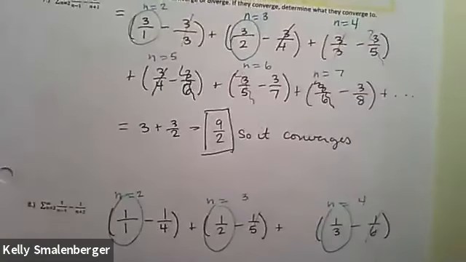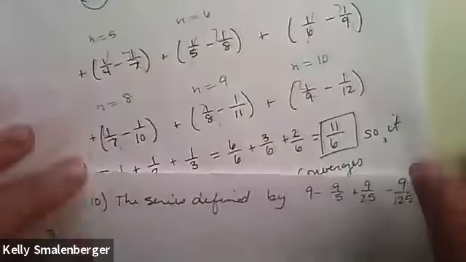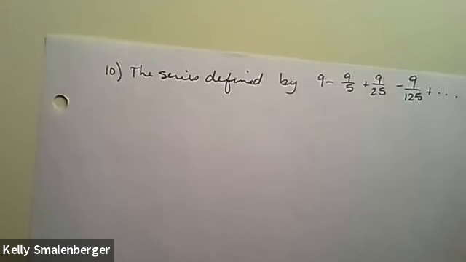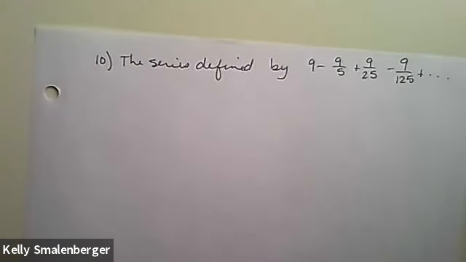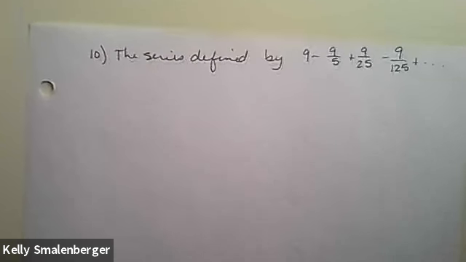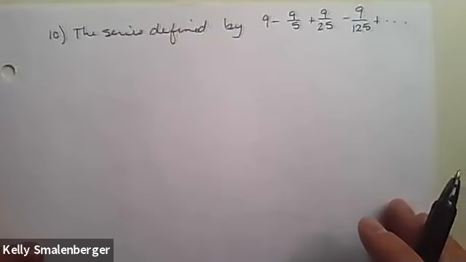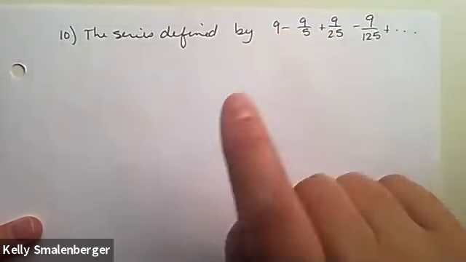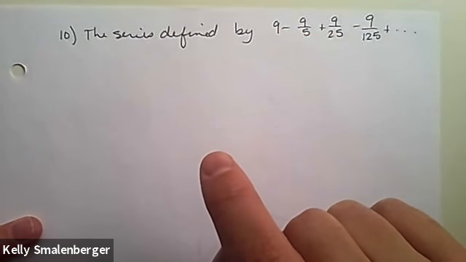I keep dropping papers. Okay, so let's do this last one, number 10, so we can just be finished. Number 10, the series defined by 9 minus 9 over 5 plus 9 over 25 minus 9 over 125. I'm trying to figure out if the series converges or diverges and what it converges to. What kind of series is this?